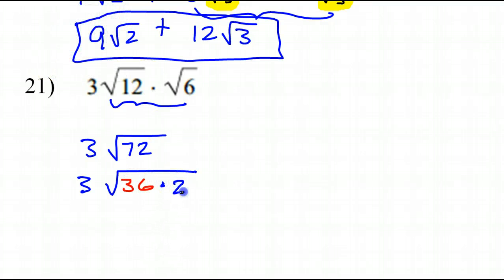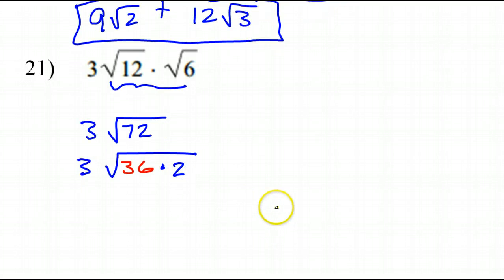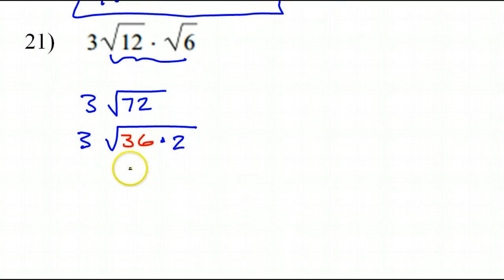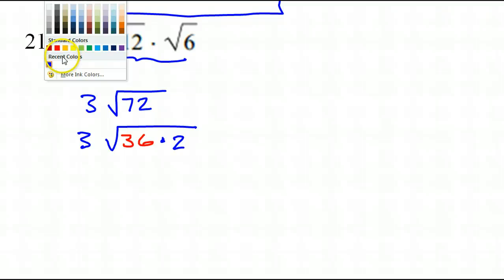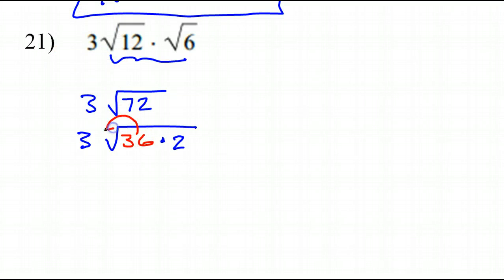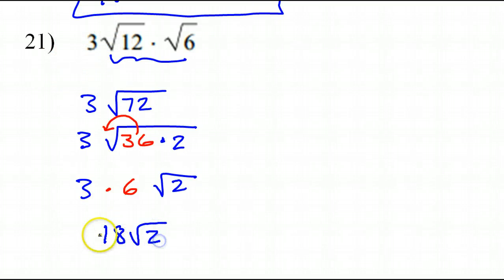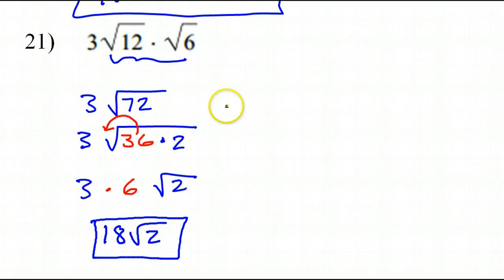Now, a lot of students aren't going to recognize that, so I'm going to show you what you could do if you didn't see that right away. But this is the quickest way, so I'm going to show it first. So, like I mentioned before, the square root of 36 is going to come outside the radical. So I will have 3 and my square root of 2, that part is just stuck. But the square root of 36 is 6. And then I've got 3 times 6 is 18. So my final answer is going to be 18 square roots of 2.